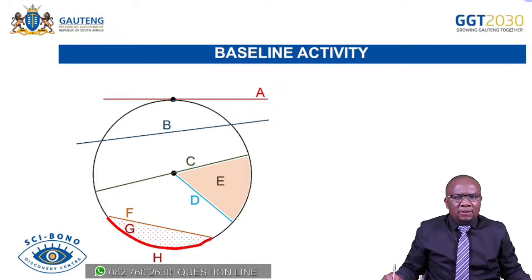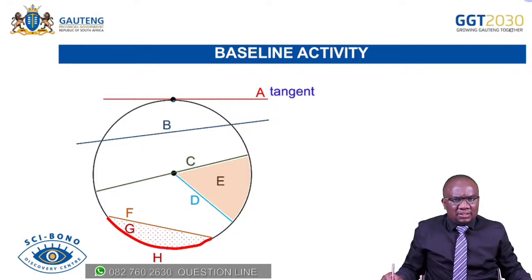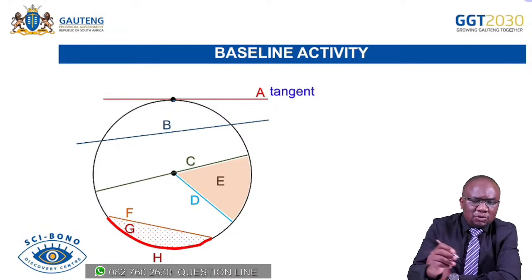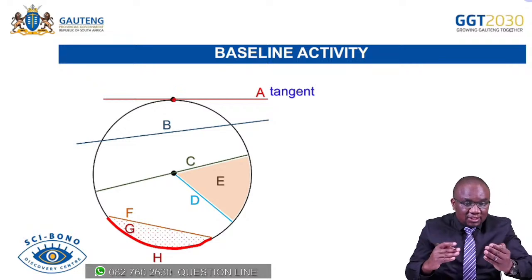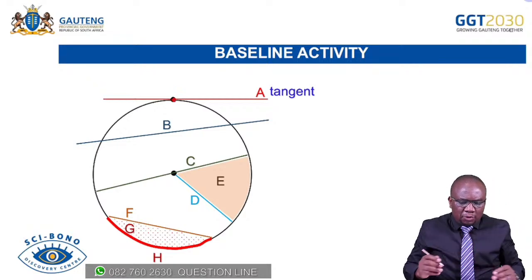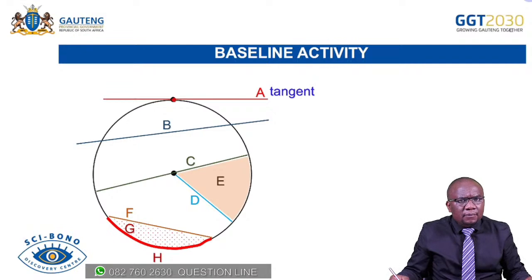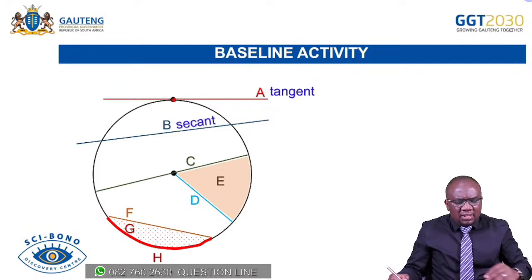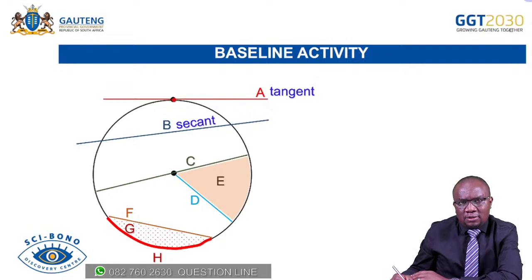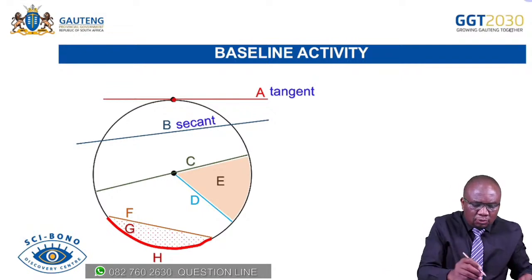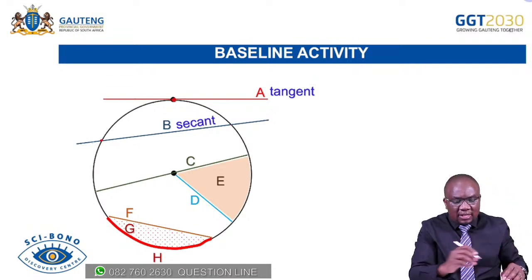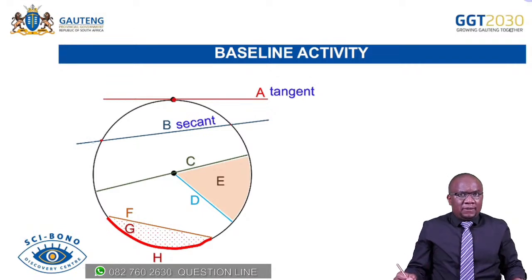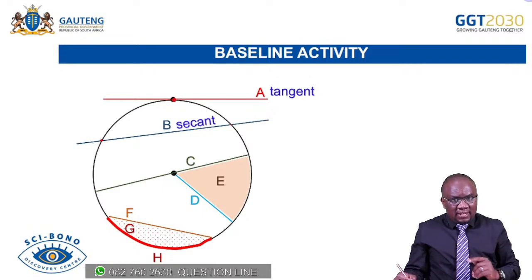What is A? A is the tangent. Right, what is a tangent? A tangent will touch the circle at one point. It just touches the circle at one point. And then what is B? B is a secant, not a chord. What is the difference between B and a chord? B will cut the circle at 2 points. You see that? That's a secant. There's a difference between a secant and a chord.